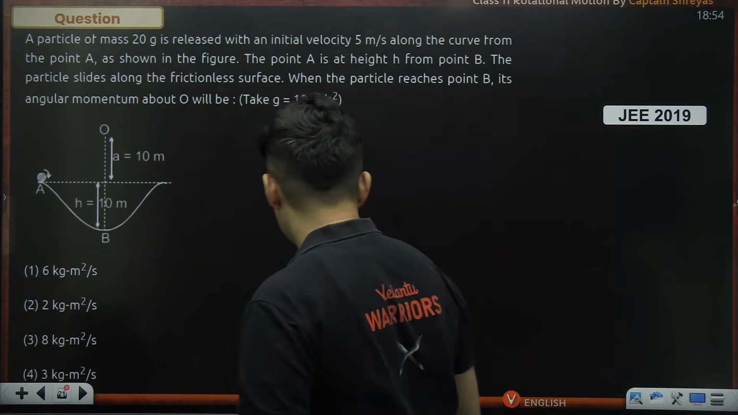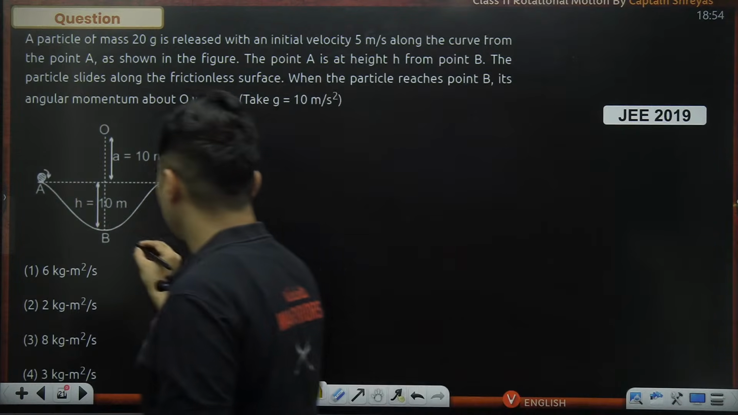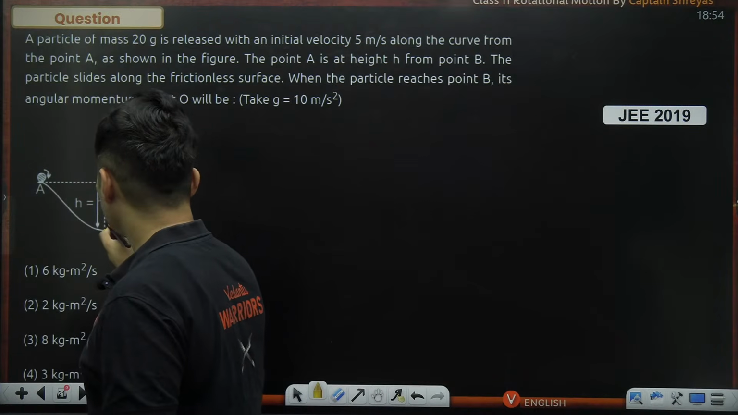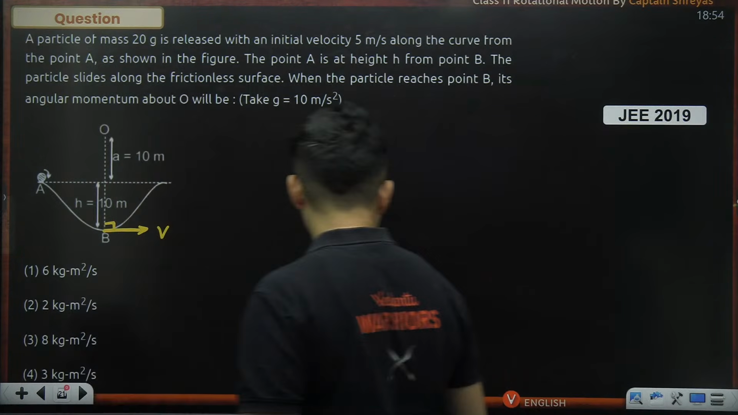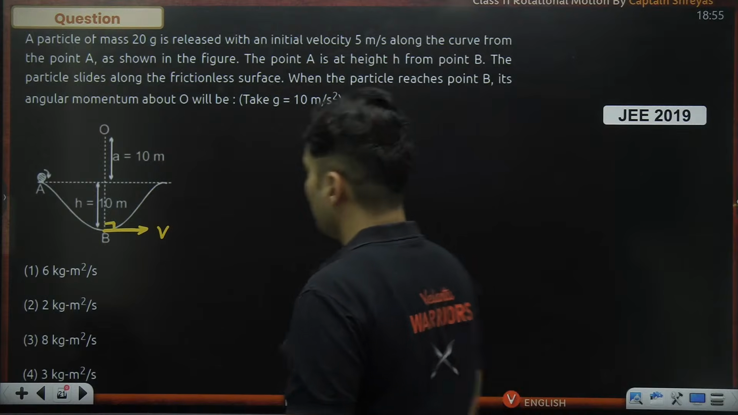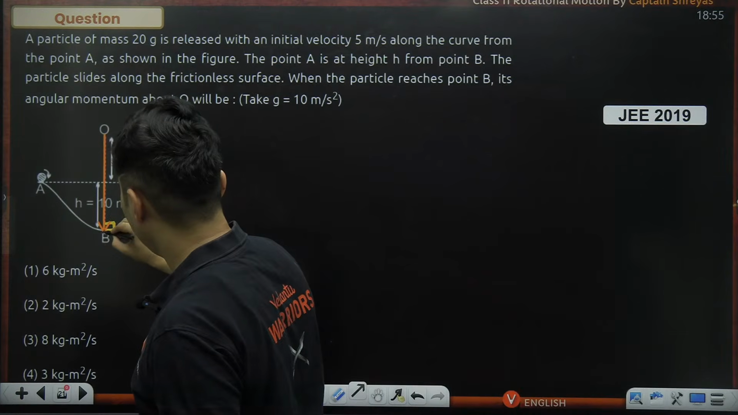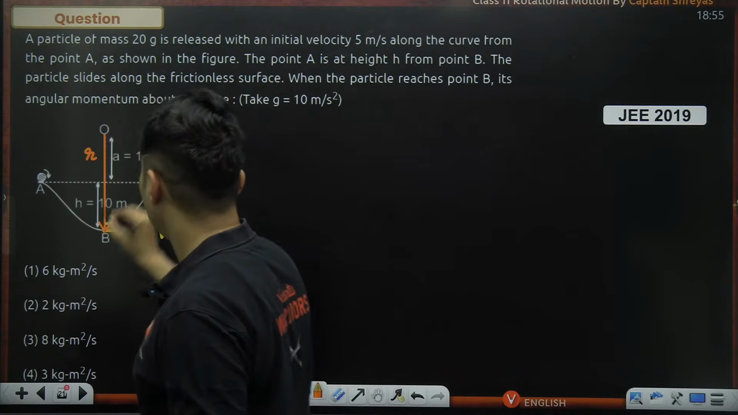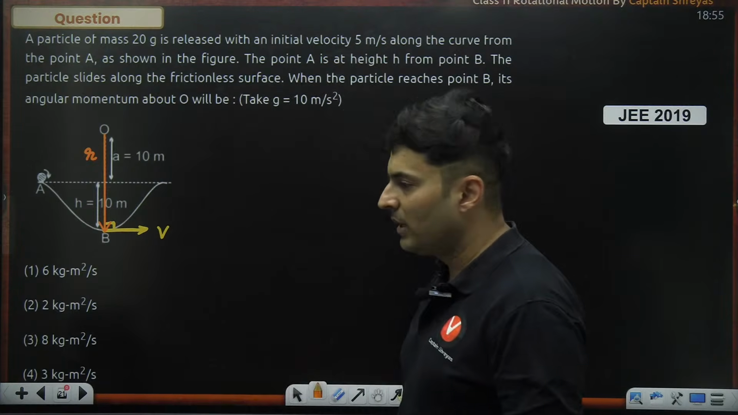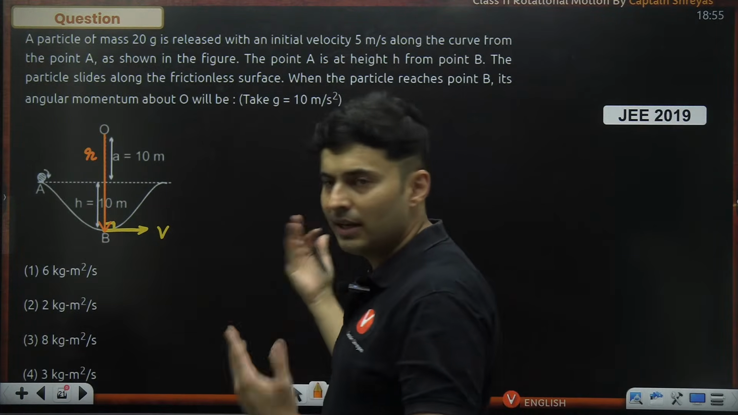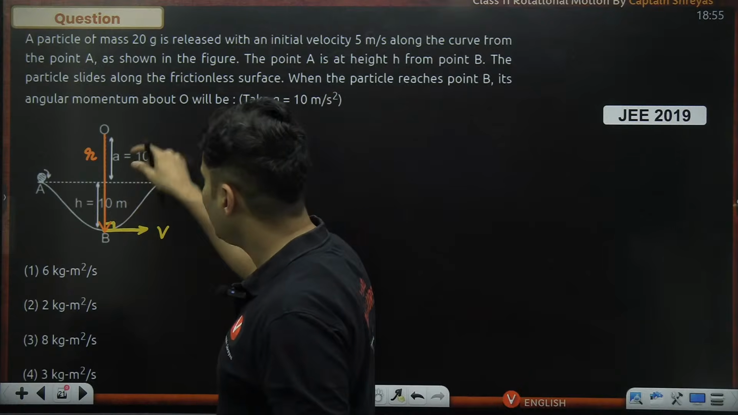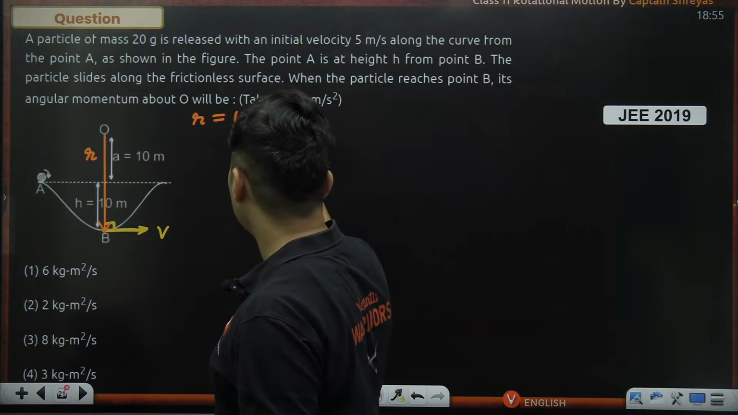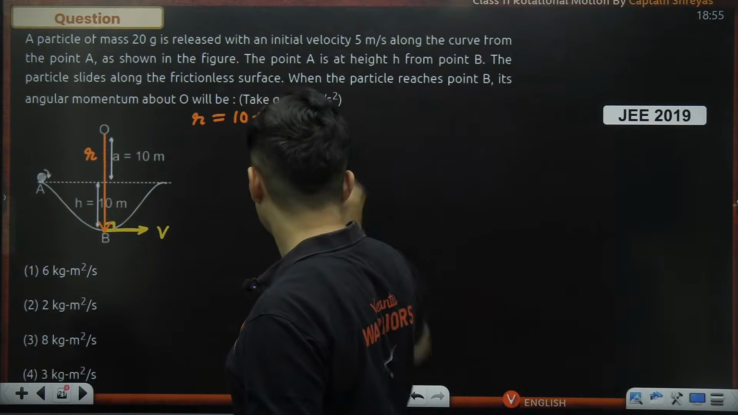When the particle reaches over here, that mass will have some velocity, and this velocity is already perpendicular to the position vector with respect to this particular point O. This is our position vector. So to find the angular momentum, you need the r value and the velocity value, and you are sorted. The r value will be this plus this. So r will be 10 plus 10, which is basically 20 meters.